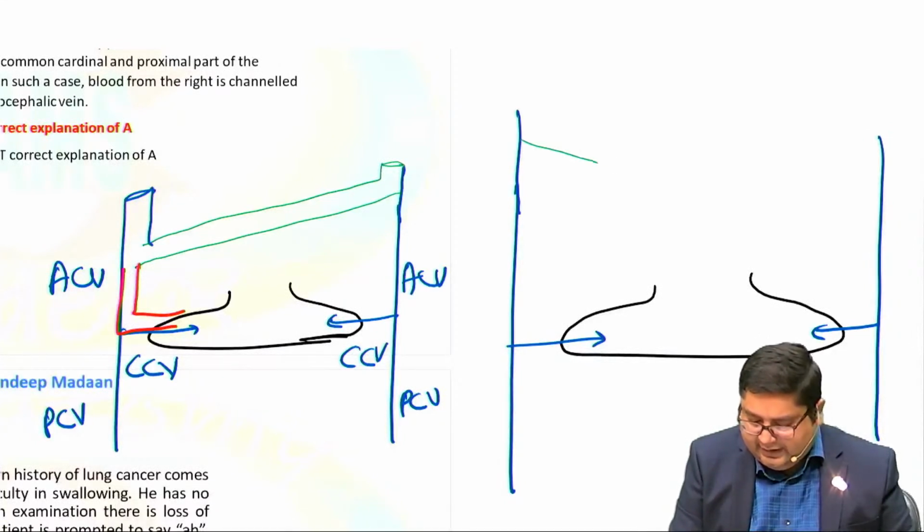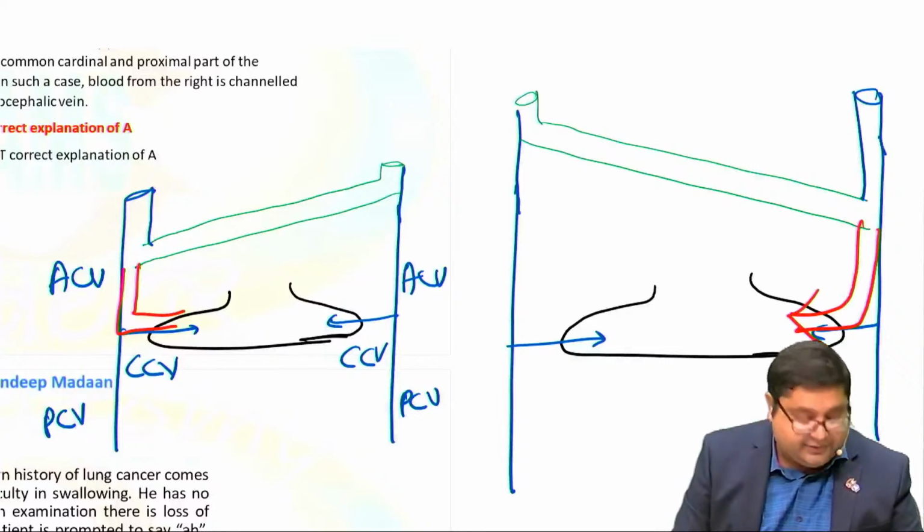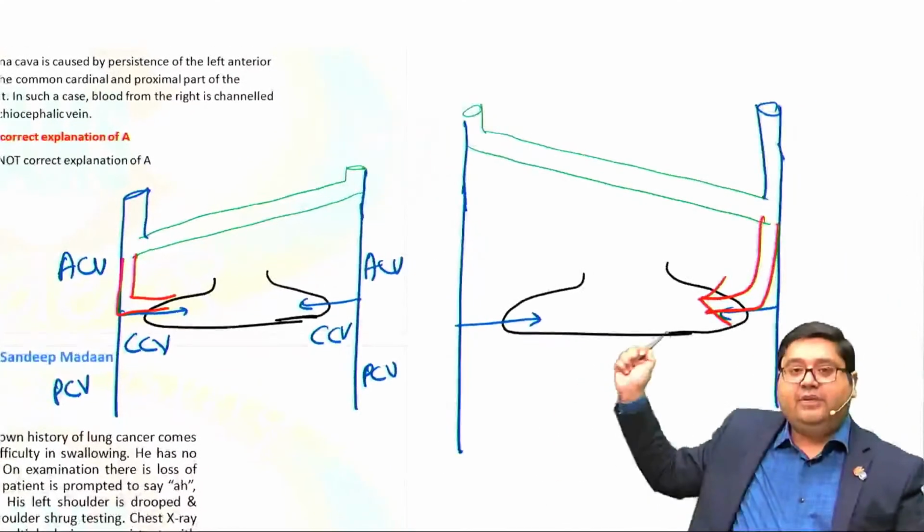Instead, the anastomosis is going this way now, like this, and this is the brachiocephalic vein. Where is the superior vena cava now? The superior vena cava is present on the left side. Superior vena cava is now present on the left side, but in which horn is it opening?